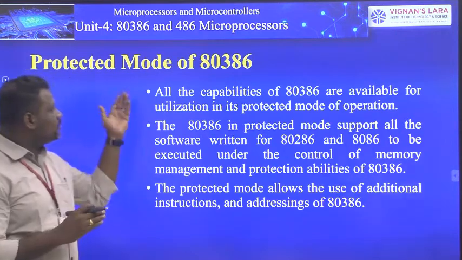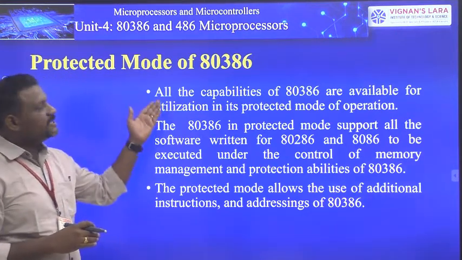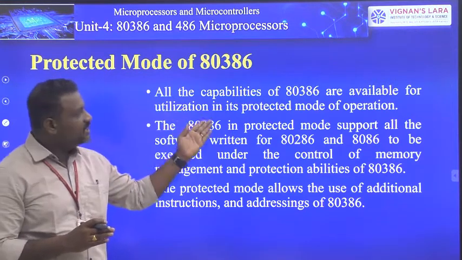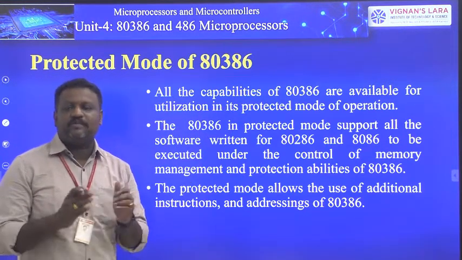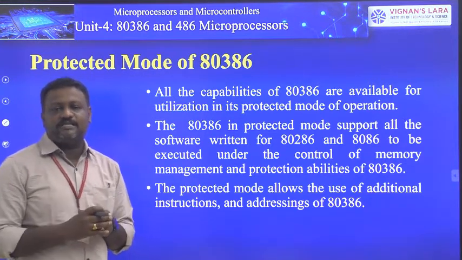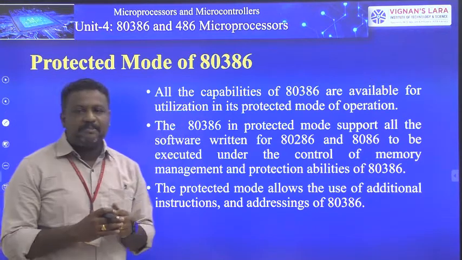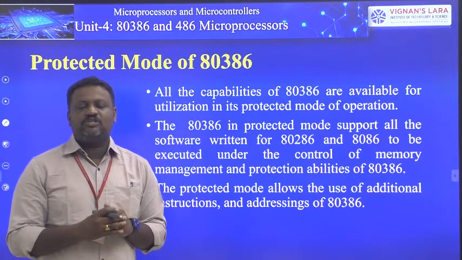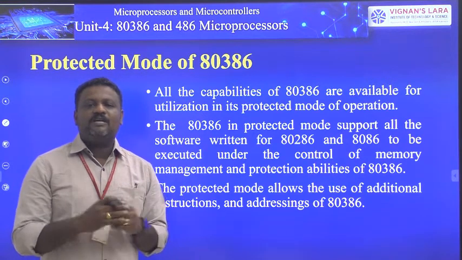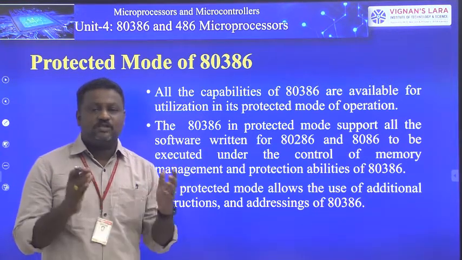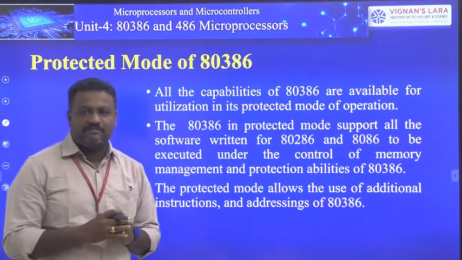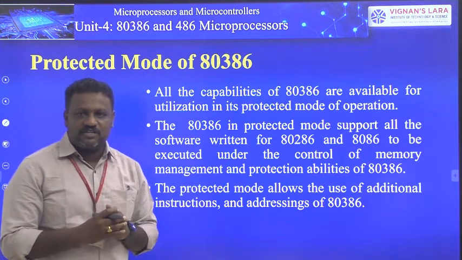Right, the first point is this. All the capabilities of 80386 are available for utilization in its protected mode operation. That means all the capabilities the 80386 has, like the protection mechanism and the paging mechanism, are available for utilization only in protected mode operation. That is the meaning of the first statement.